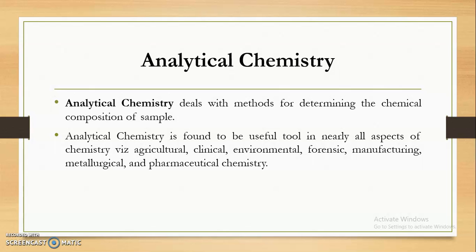Analytical chemistry is found to be a useful tool in nearly all aspects of chemistry, that is agriculture, clinical, environmental, forensic, manufacturing, metallurgical and pharmaceutical chemistry. So now we will be using this analytical chemistry in pharmaceutical chemistry because we are the people related to pharmaceutical science. So we will be applying the applications of analytical chemistry to pharmaceutical chemistry.